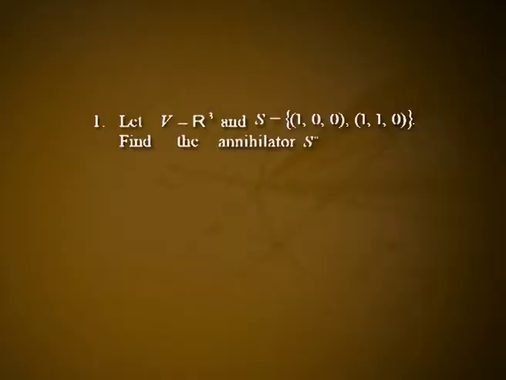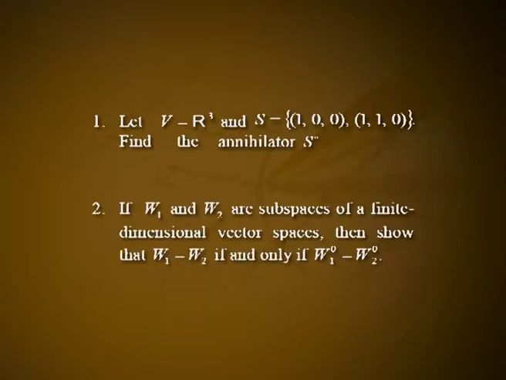Question 1. Let V equal R^3 and S equal the set {(1, 0, 0), (1, 1, 0)}. Find the annihilator S naught. 2. If W_1 and W_2 are subspaces of a finite dimensional vector space, then show that W_1 equals W_2 if and only if the annihilator of W_1 equals the annihilator of W_2.